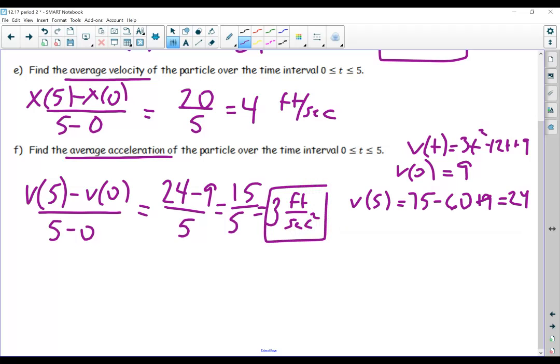Okay, and there is your algebra example. So it's just a matter of, what do I have and what are they asking me for, and going through each one.